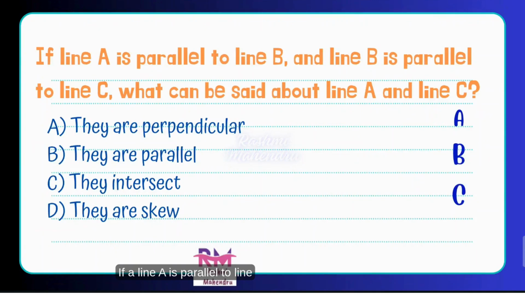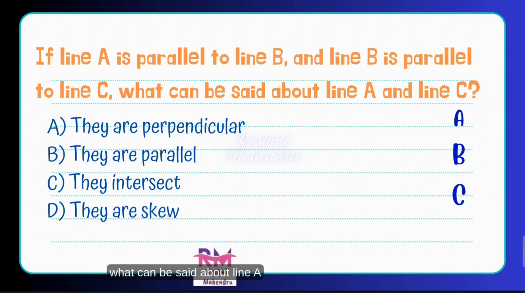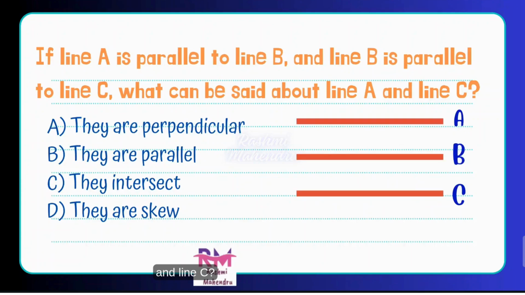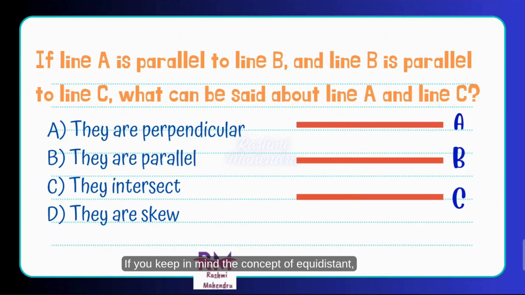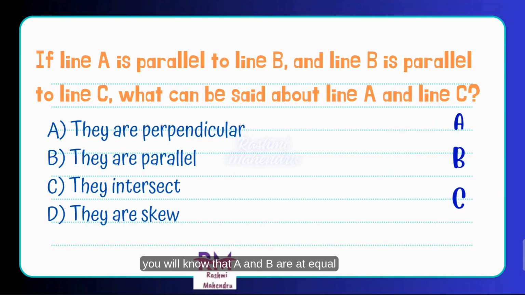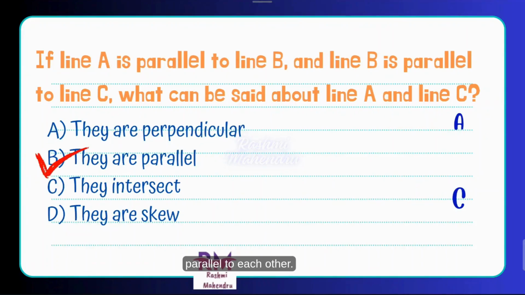If a line A is parallel to line B and line B is parallel to line C, what can be said about line A and line C? If you keep in mind the concept of equidistant, you will know that A and B are at equal distance, they will never meet, and same goes for B and C. So the correct option is they are parallel to each other.